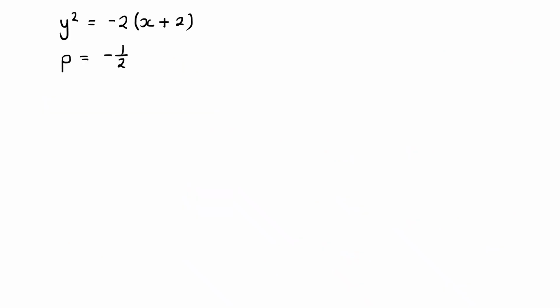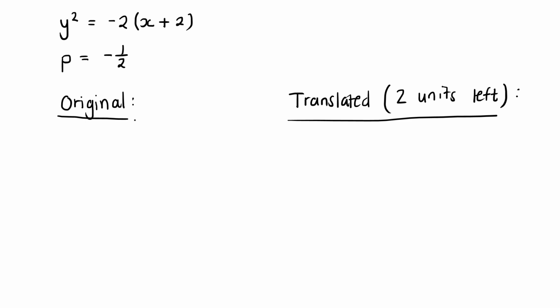We tried to rewrite our equation in standard form as close as possible, and we got y squared is equal to negative 2 times x plus 2 in brackets. From this, we used the coefficient to calculate our p, and we saw that p is equal to negative a half. We are going to use this and the standard form of our equation to determine the vertex, the focus, as well as the directrix of the original untranslated graph, and then apply the translation to all of them. So we are going to take a look at the original on the left and the translated on the right.